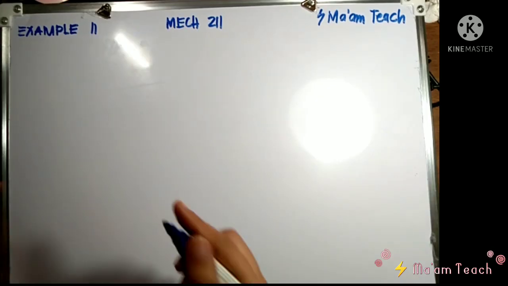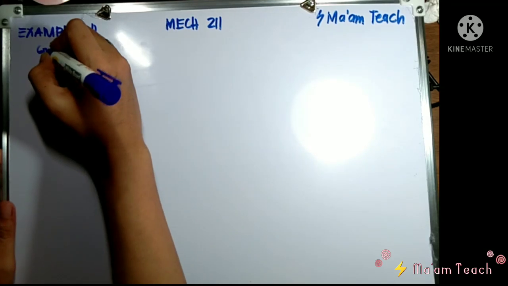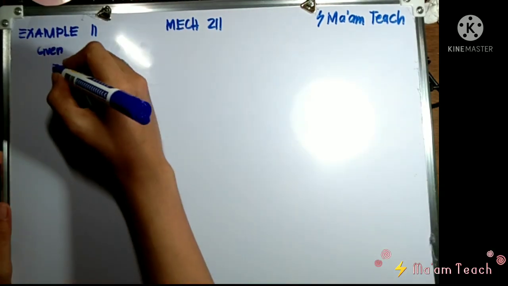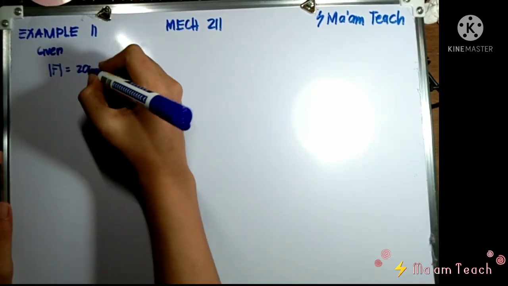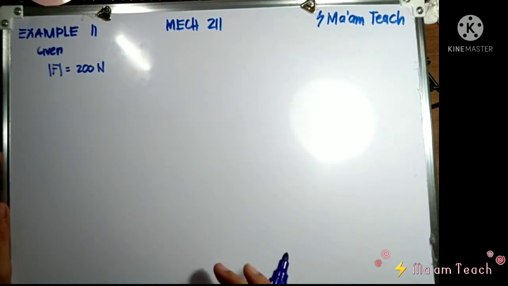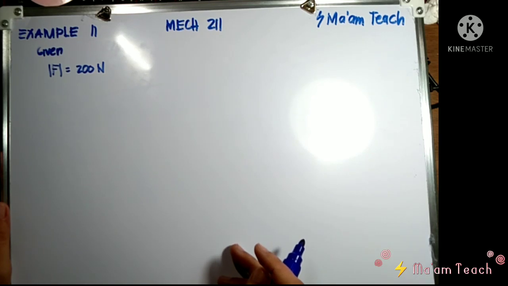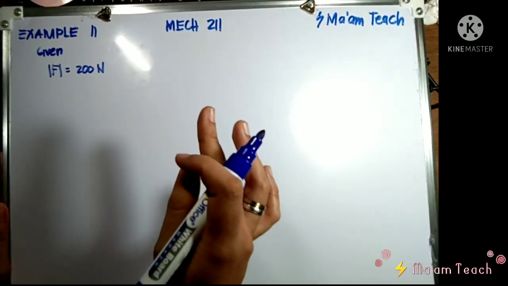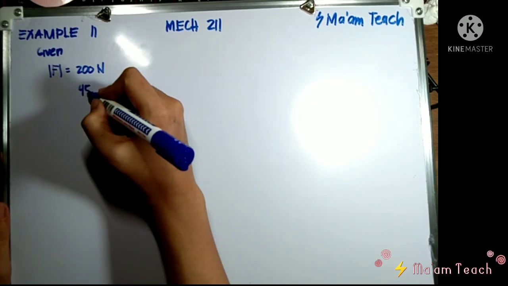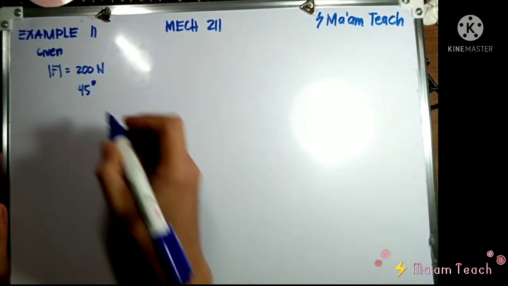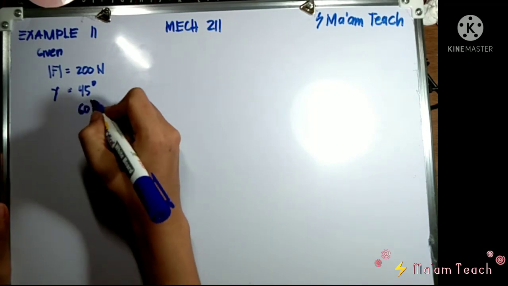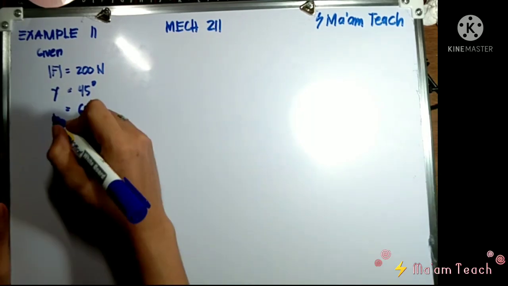Okay, so we are now, class, on example number 11. Based on our diagram, we are given the magnitude of the force F, which is equivalent to 200 newtons. We are also given, class, the angles with respect to Z and with respect to Y. If you could recall, this 45 degrees here, since this is the angle with respect to Z, is our gamma, and this 60 degrees, which is with respect to Y, is our beta.